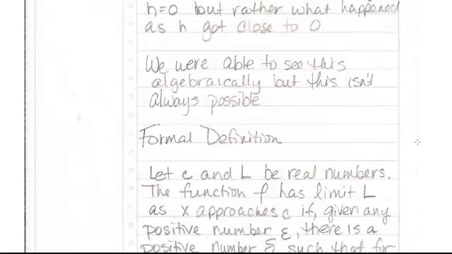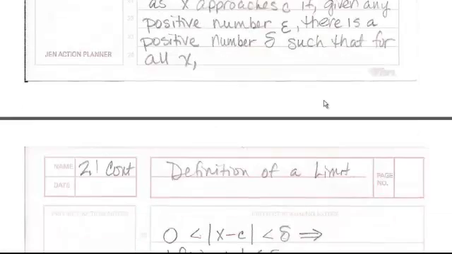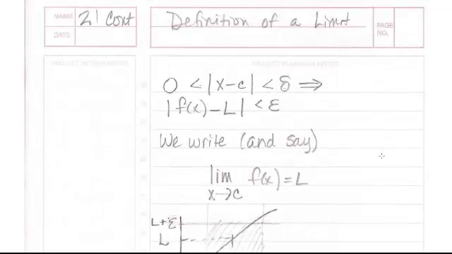The formal definition says, let c and L be real numbers. The function f has a limit L as x approaches c, and that's just some number, if given any positive number epsilon, there's a positive number delta such that for all x, 0 is less than the absolute value of x minus c is less than delta. Therefore, the absolute value of f of x minus L is less than epsilon. Don't panic on that. I'm going to show you a little graphic of that, and you'll kind of see what I'm talking about.